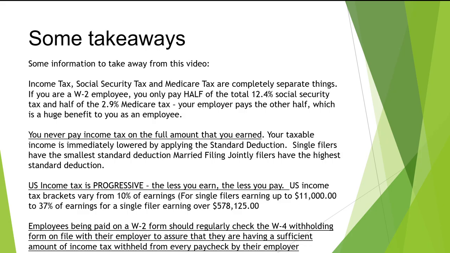Second point, you never pay income tax on the full amount that you earned. Your taxable income is immediately lowered right out of the box by applying the standard deduction. Single filers have the smallest standard deduction. Married filing jointly filers have the highest standard deduction because, again, the tax code is optimized to benefit people who are married, and even more so to benefit people who are married and have children or dependents of other kinds.